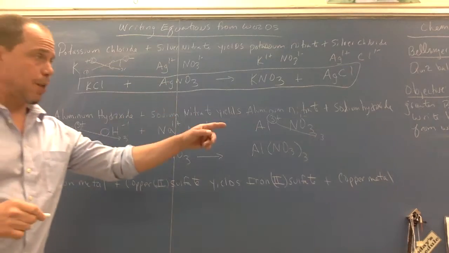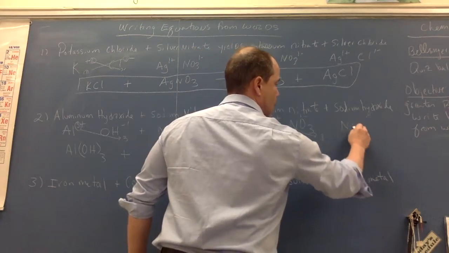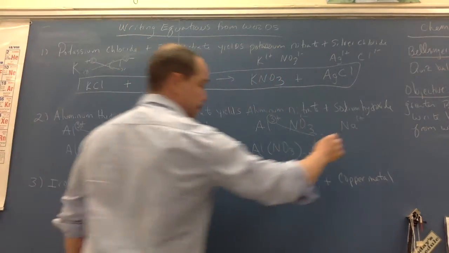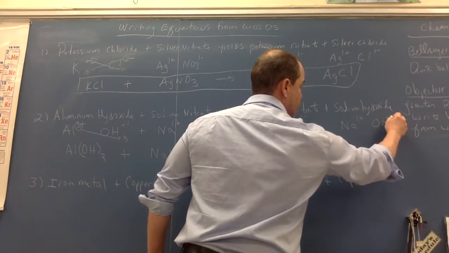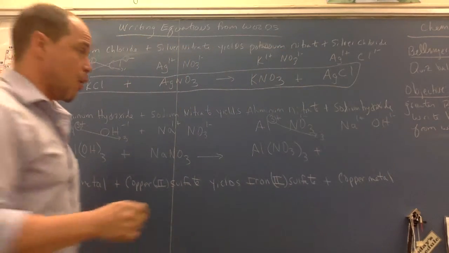Then I'm going to move into my sodium hydroxide. So sodium with its 1 plus charge, hydroxide with its 1 minus charge. Again, our charges are equal and opposite, so they cancel out. I'm just going to write NaOH.